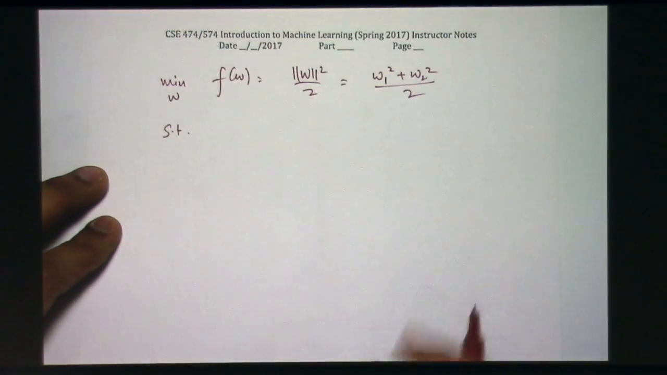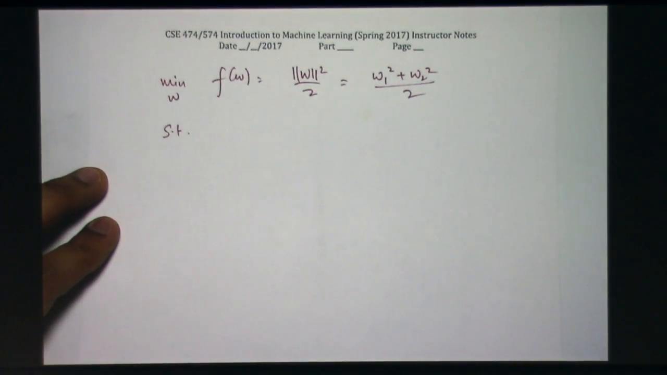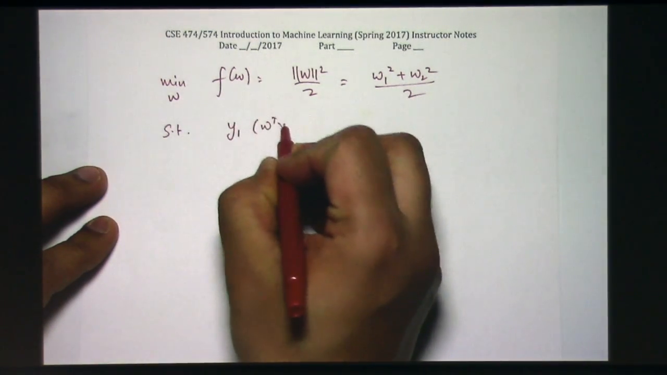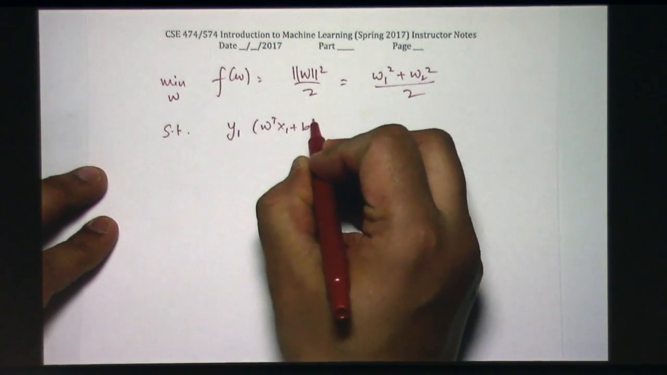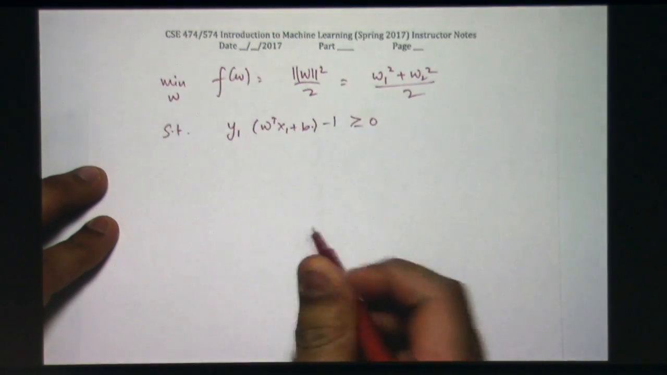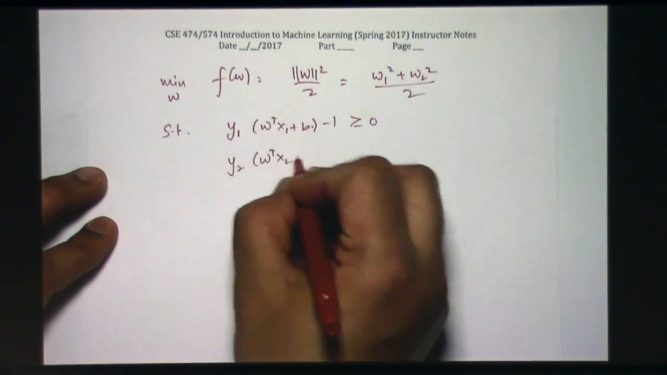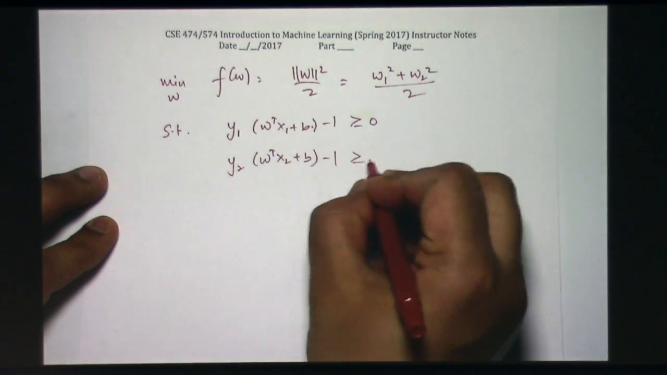All right, so what we are saying is minimize over all w, f of w, which is just w squared over 2, which can be written as w1 squared plus w2 squared over 2, right? Subject to two constraints, because you have two training data points, which basically say that y1 times (w transpose x1 plus b) minus 1 is greater than or equal to 0. That means that it's on the right side of the margin. And the same for y2. The reason we are doing it by hand is because we have only two data points.